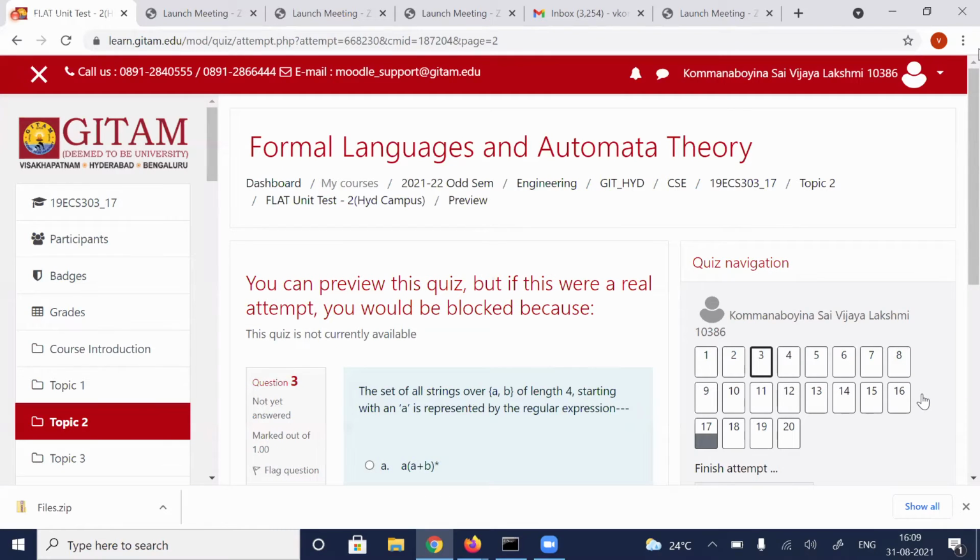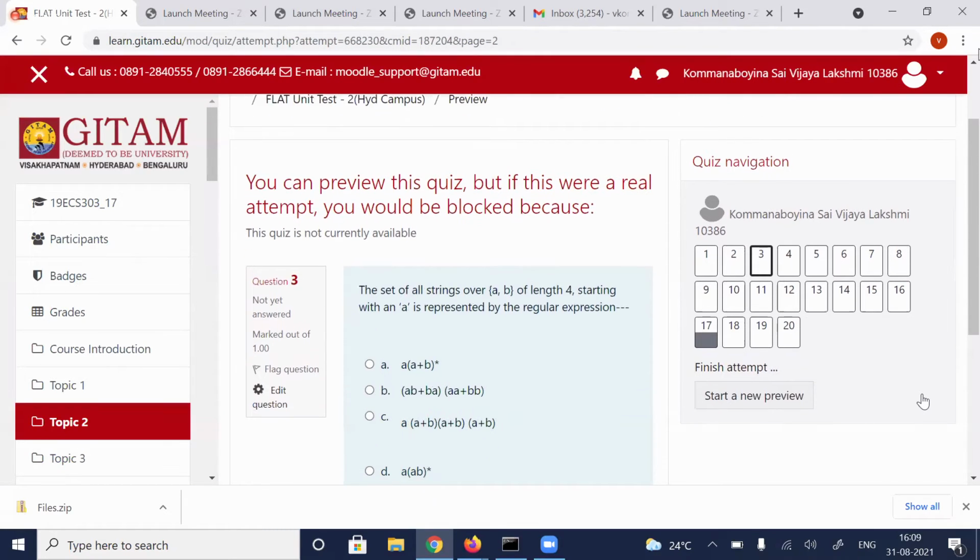Now, the set of all strings over A comma B of length 4 starting with an A is represented by the regular expression starting with A and length 4. What happens here? This is not length 4, only one, only length A. This is not starting with A. This is starting with A and length 4. This is starting with A but not length 4. So option C. Got it?